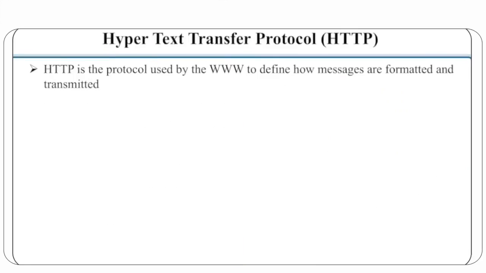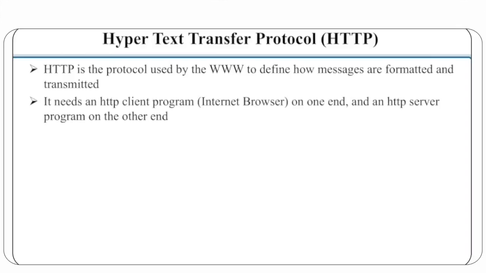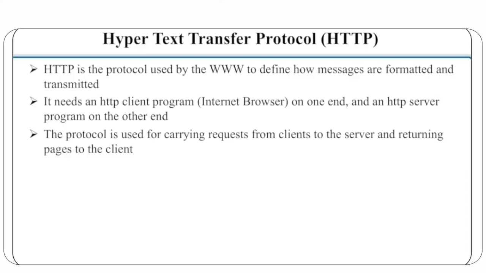The Hypertext Transfer Protocol, or HTTP, is used by the World Wide Web to define how messages are formatted and transmitted. It needs an HTTP client program or an internet browser on one end and an HTTP server program on the other end. The HTTP protocol is used for carrying requests from clients to the server and returning pages to the clients. It is also used for sending requests from one server to another.